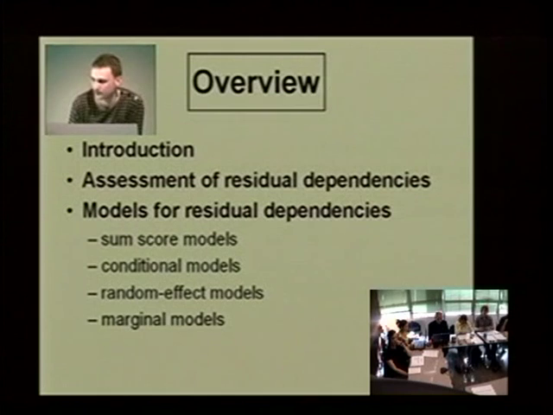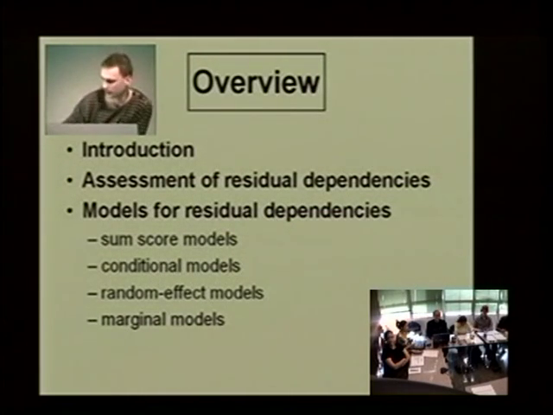So here is an overview. I will first start with an introduction and then talk a little bit about assessment of residual dependencies, but that's a very idiosyncratic part because I will only talk about some graphical procedures to assess residual dependencies and not about the standard techniques like, for instance, the Q tree measure and so on. And then I will discuss some models for residual dependencies, and there will be 4 types of models that will play a role: sum score models, conditional models, random effects models, and marginal models.